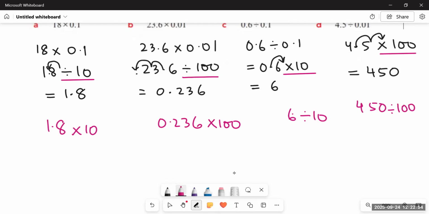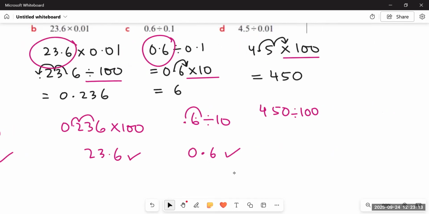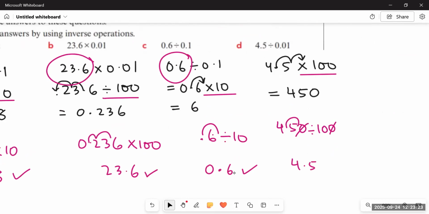So 1.8 multiplied by 10 is equal to 18. Yes, it's correct. 0.236 multiplied by 100 is 23.6. Yes, it is correct. 6 divided by 10 is equal to 0.6. Yes, it is correct. And these are the verifications. 450 divided by 100, cut 10 with 10, then 45 divided by 10 is 4.5. So yes, it is also correct. It means all the answers we have got are absolutely correct.